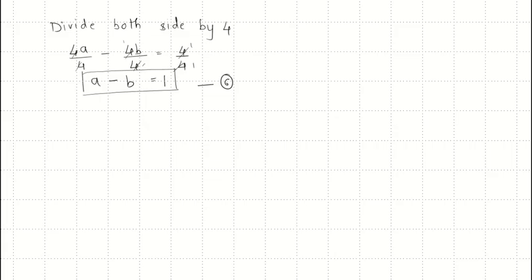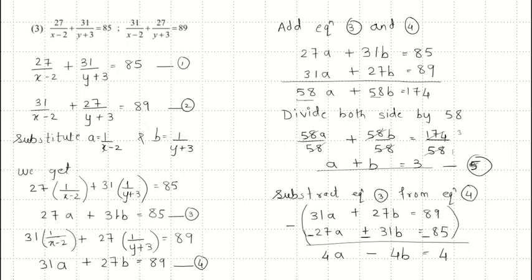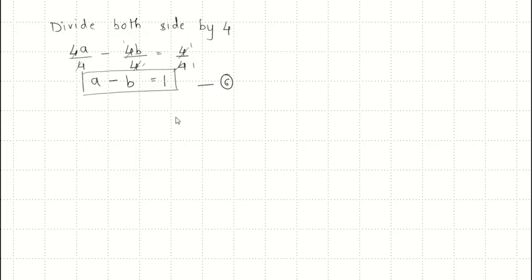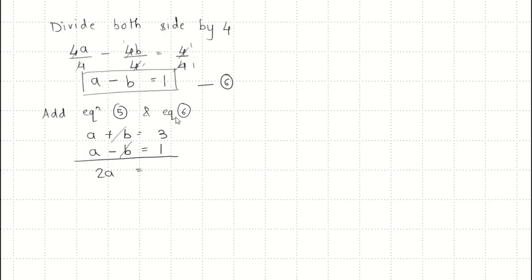Earlier we got a plus b equal to 3. Now we got a minus b is equal to 1. So what we will do? We will add equation 5 and equation 6. On adding, a plus b, which is equation number 5, a plus b equal to 3, and equation number 6, a minus b is equal to 1. What we get? The opposite signs get cancelled. We get a plus a is 2a is equal to 3 plus 1 is equal to 4. So here a is equal to 4 upon 2. We get the value of a is equal to 2.